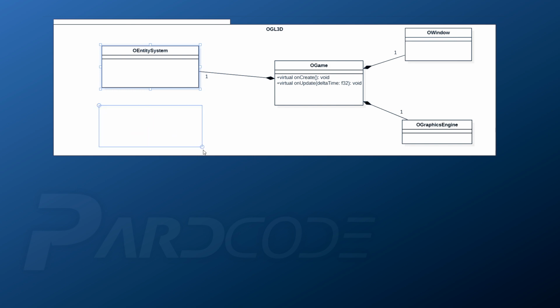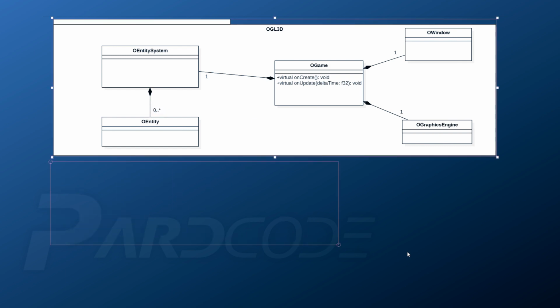Then the OEntitySystem is in turn composed by a list of potentially 0 or more entities. Here we are referring to a list to understand the concept. Concretely, we will not use a simple list during the implementation.